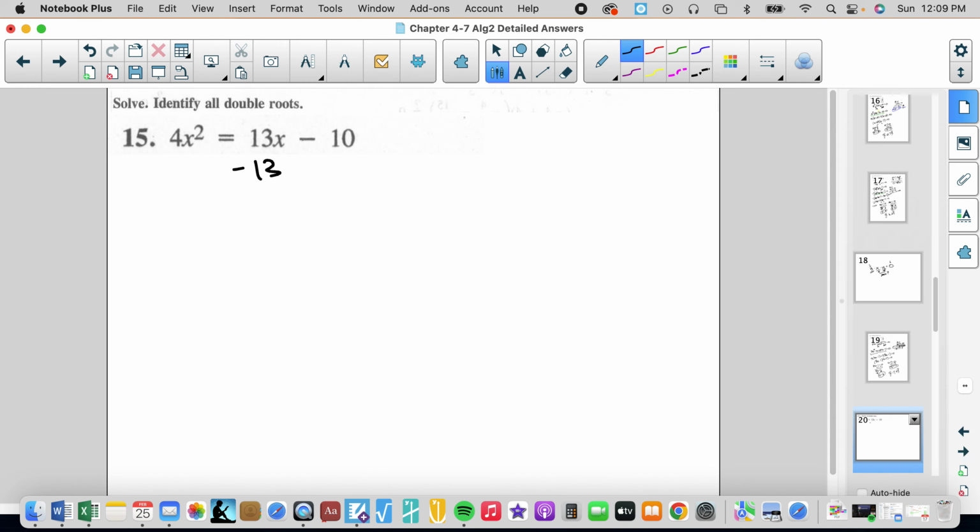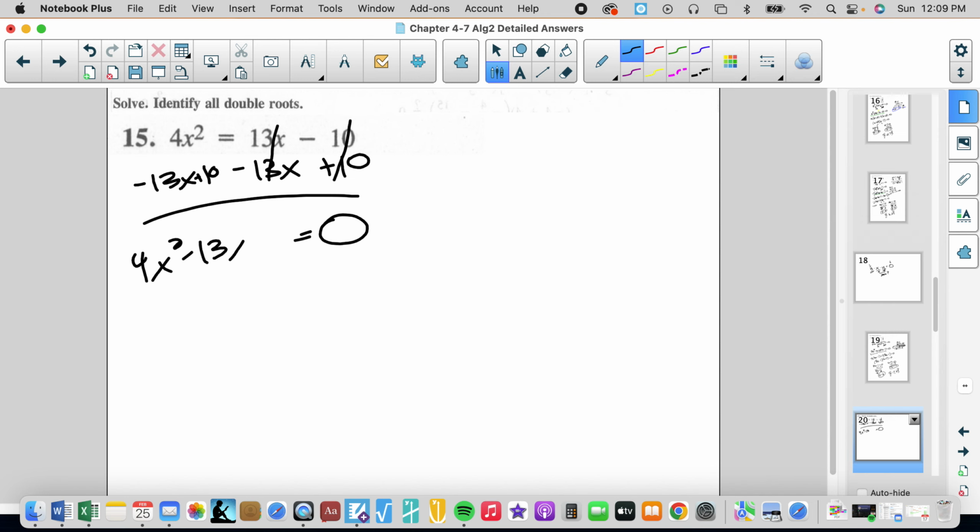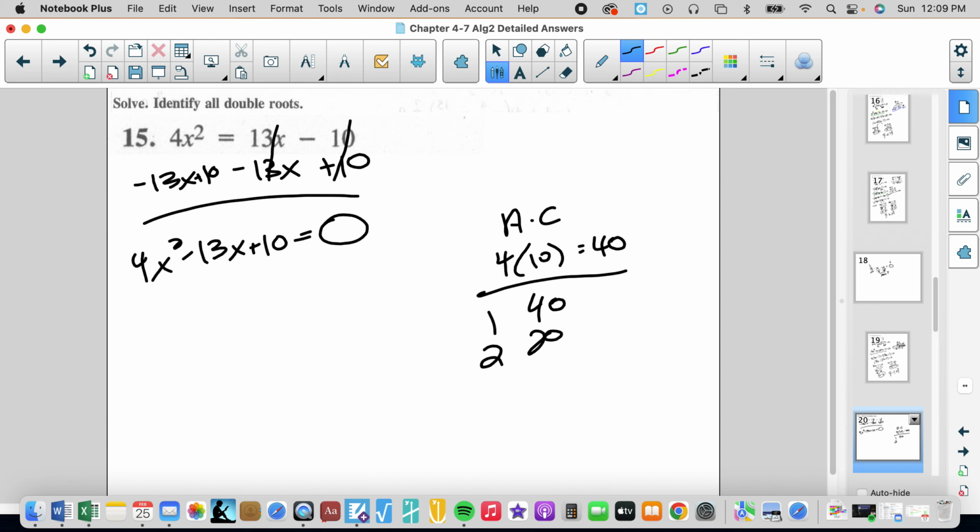We're going to move the 13x over and the 10 over to the left side, which sets it equal to 0. We're left with 4x squared minus 13x plus 10. No common factor, so we'll do a times c. 4 times 10 is 40. Factors of 40, 1 and 40, 2 and 20, 3 no, 4 and 10, 5 and 8, 6, 7, no.